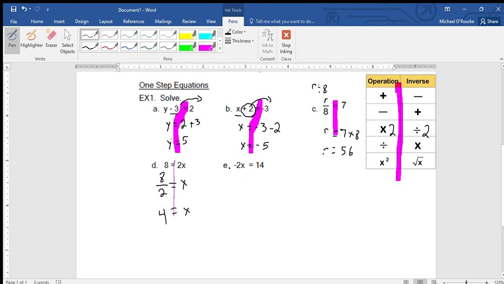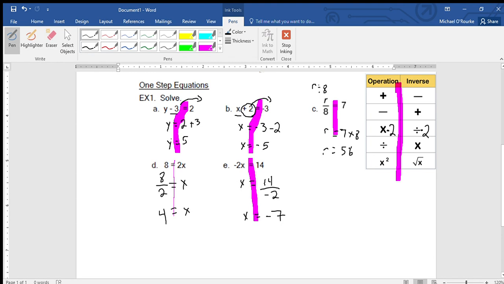This one here, we have negative 2x equals 14. Okay, so what's the operation here? Well, the operation is multiplication. So right now I have times negative 2. So when it moves over, it's going to be divided by negative 2. So x equals 14 divided by negative 2. x equals negative 7. A positive divided by a negative is a negative.